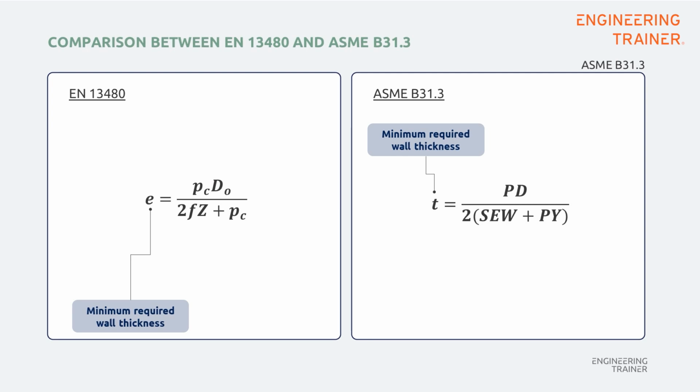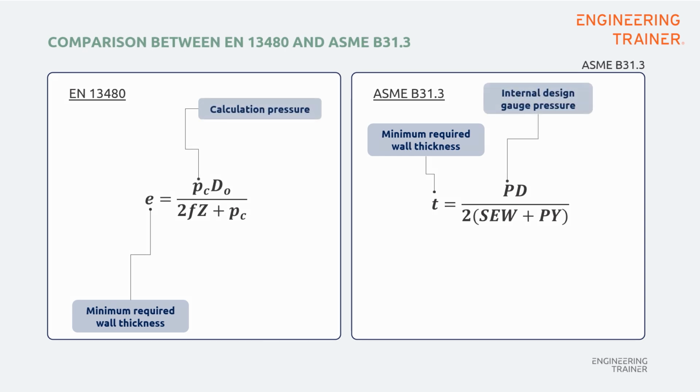On the right-hand side, we can see that the numerator is still the same. The pressure P is multiplied with the outer diameter D. The internal design gauge pressure for the B31.3 is the same pressure as the calculation pressure in the EN 13480. It is the pressure related to the most severe operating conditions. During the design stage, the design pressure is used for the determination of the wall thickness.